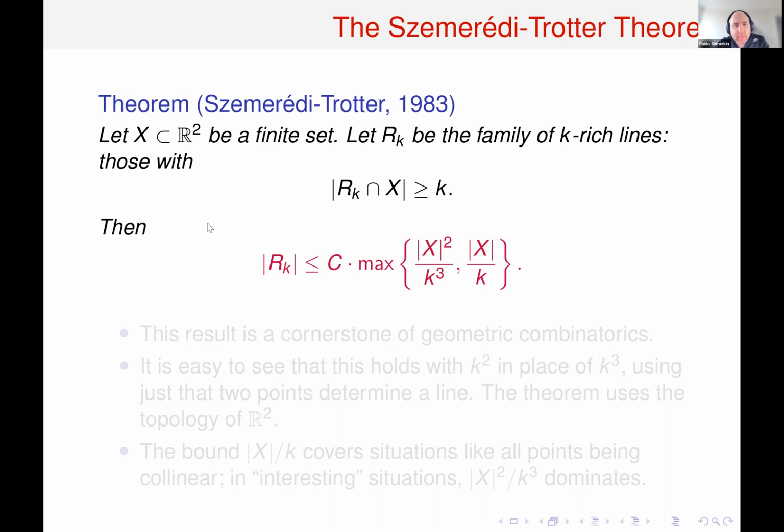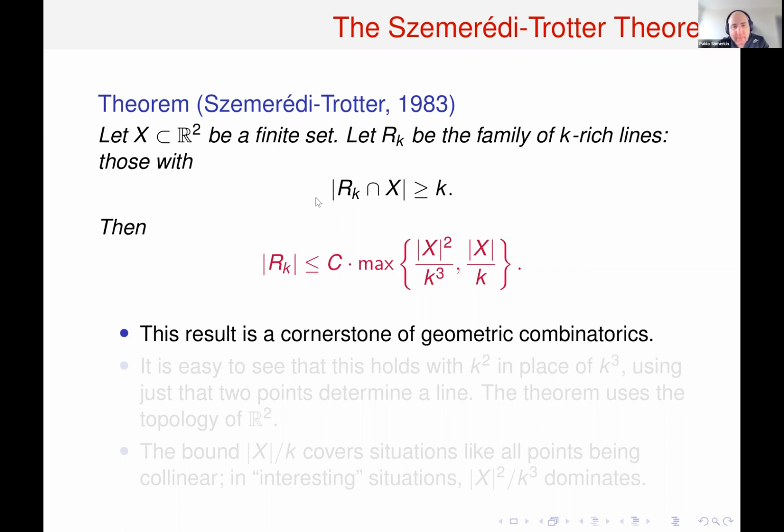And Szemerédi and Trotter proved in 1983 that there are not too many rich lines. The number of rich lines is bounded by a universal constant times two possible terms, one which is a boring one, which is the size of X over K, and one which is the fun one, which is the size of X squared over K cubed. And this is a really fundamental result in this area of mathematics. It was really a breakthrough at the time, and it continues to have a lot of influence. And many related problems are still open.